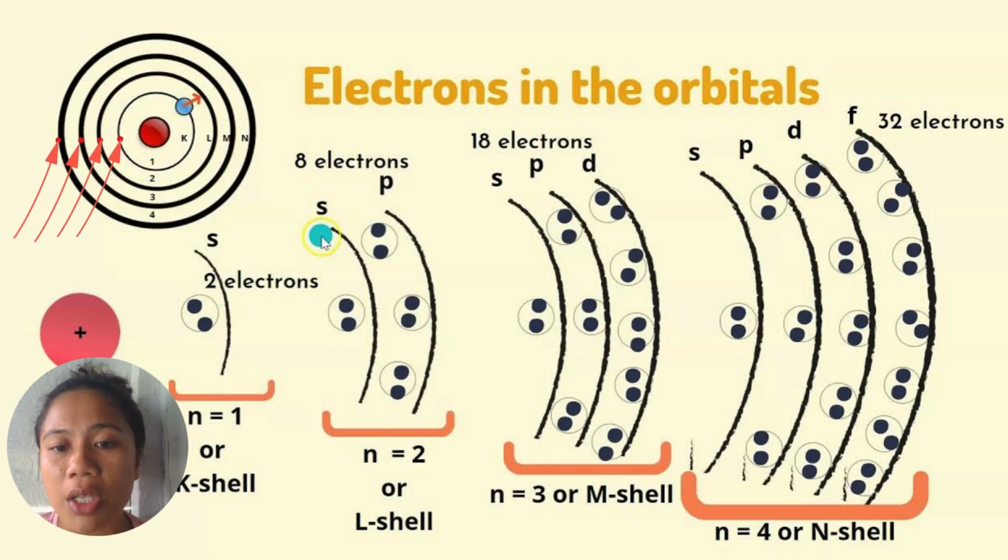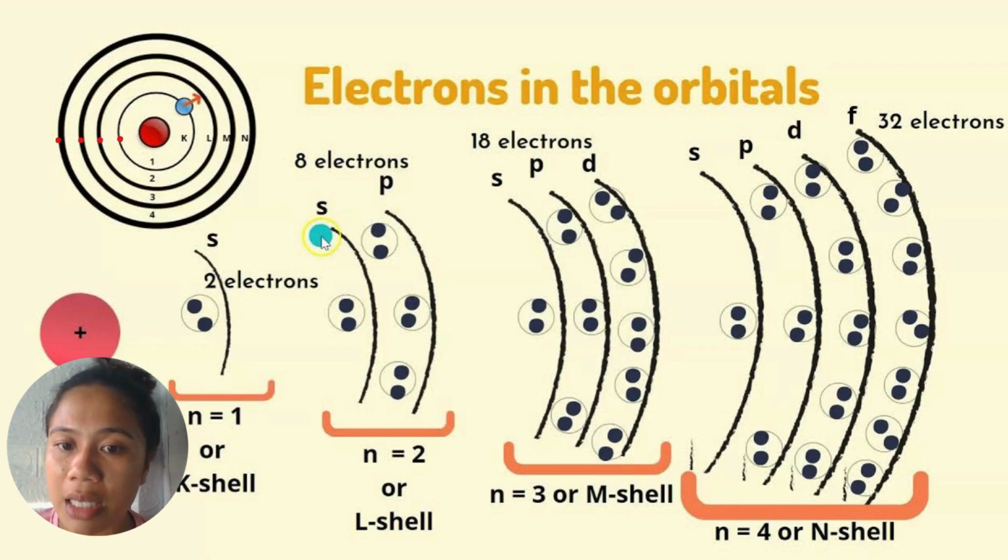So here on L shell, a while ago I said that L shell carries 8 electrons. Why is that? Because S carries 2 and then P carries 6. So 2 plus 6 is equal to 8. So that is why in general, L shell carries 8 electrons. So with the other orbitals.